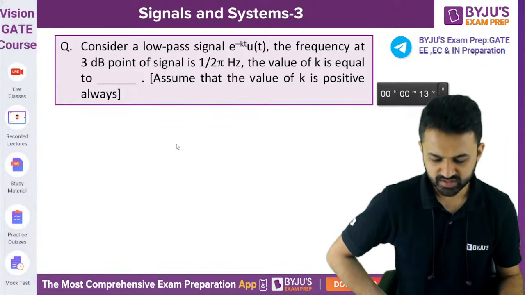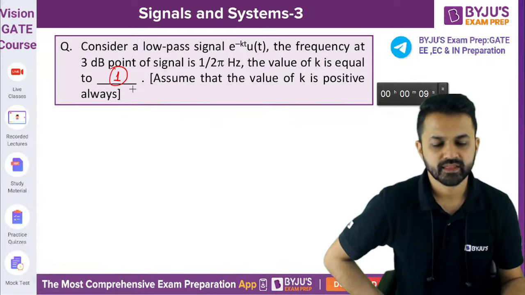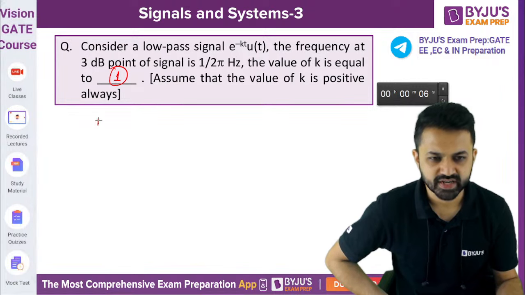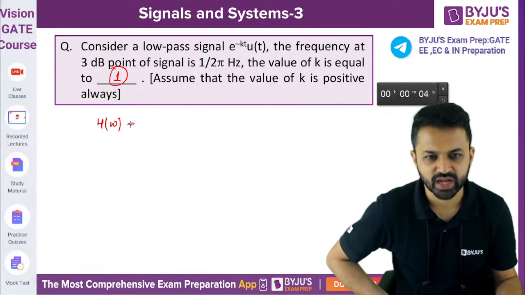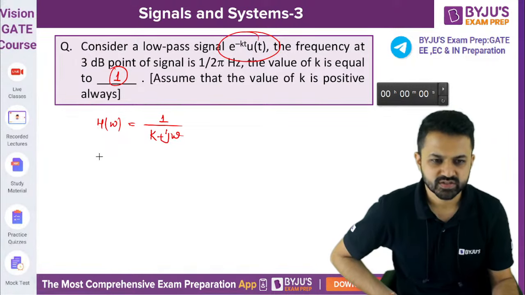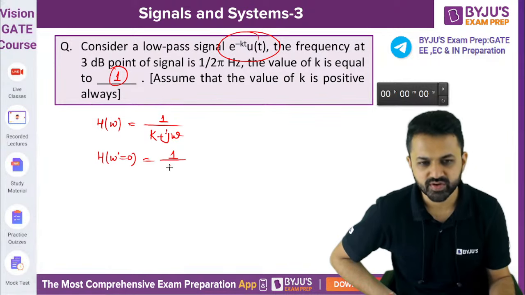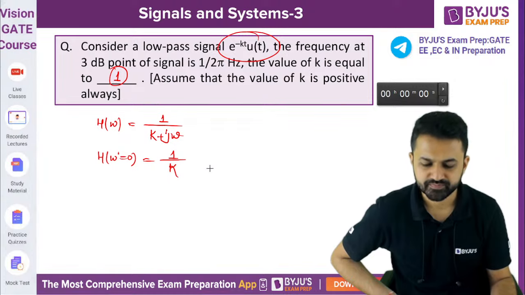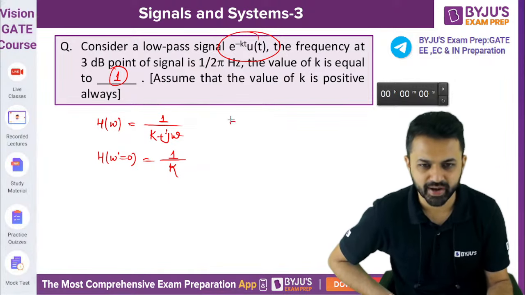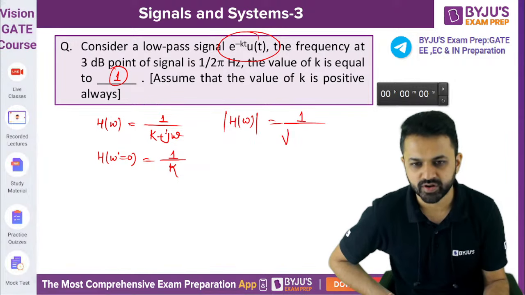So the right answer is 1. So here the transfer function of the filter, if you calculate, is 1 upon k plus jω. Okay, this is the response given. So now at ω equal to 0, you will get the maximum value, which is 1 upon k. And if I calculate the magnitude |H(ω)|, then it is 1 upon root over k square plus ω square.